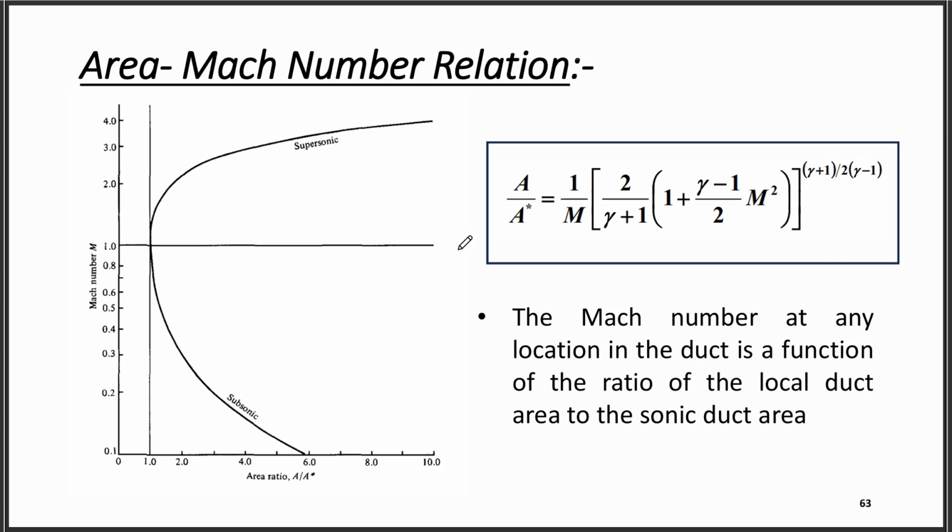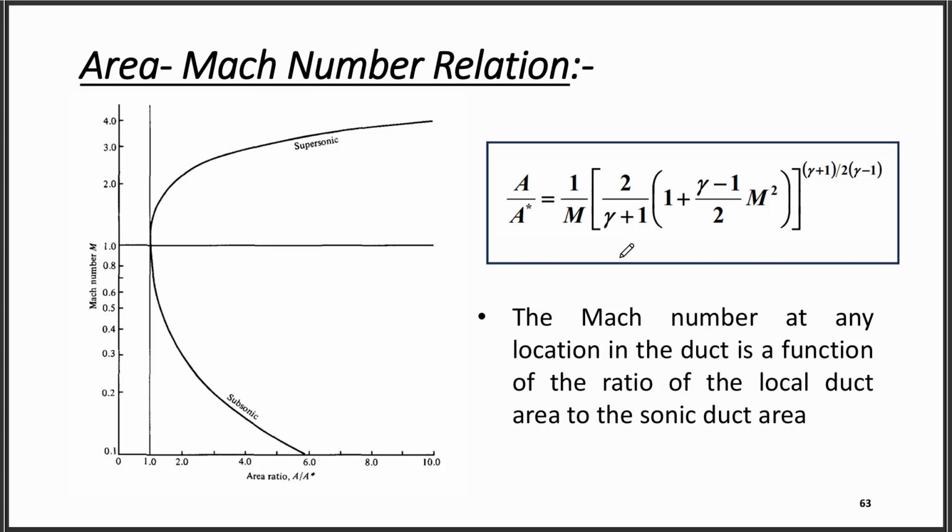From that area-velocity relation, if we solve it further, we can get an area-Mach number relation, which is given by A upon A star equal to 1 by M times [2 upon gamma plus 1 times (1 plus gamma minus 1 upon 2 M square)] to the whole power gamma plus 1 upon 2 times (gamma minus 1), where A star is the area at Mach number equal to 1.